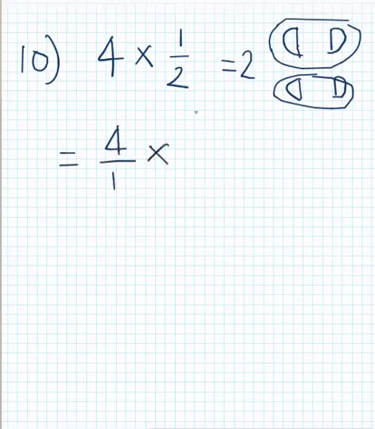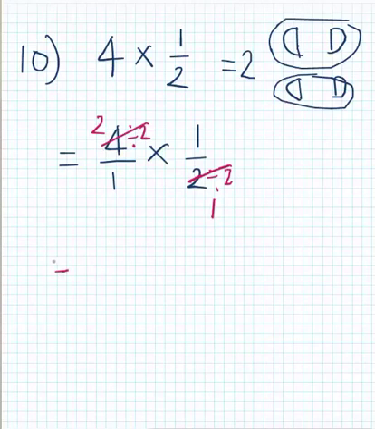times 1 over 2. Simplify before we multiply. I've got a 4 on top and a 2 on the bottom. I can divide this 2 by 2 and divide that 4 by 2. What I do to the bottom, I must do to the top. 2 divided by 2 is 1. 4 divided by 2 is 2. So I'm left with 2 times 1 is 2 over 1 times 1 is 1, which equals 2. And I got my 2 whole pizzas.